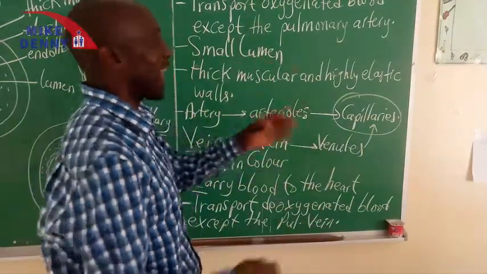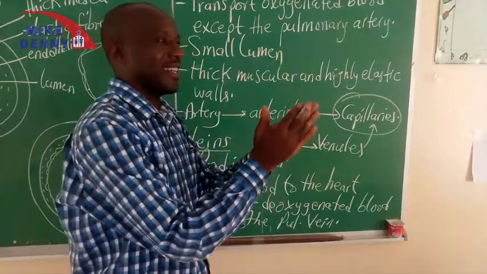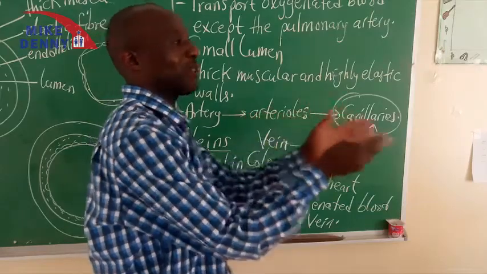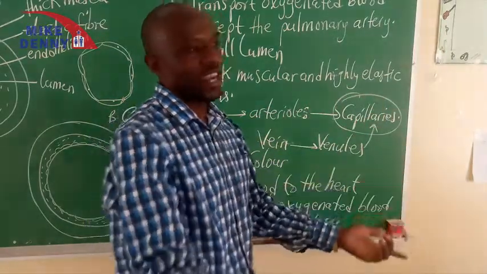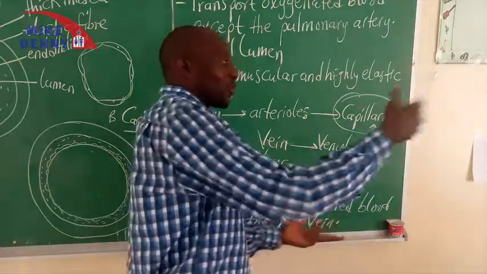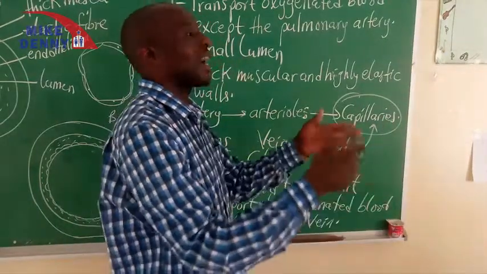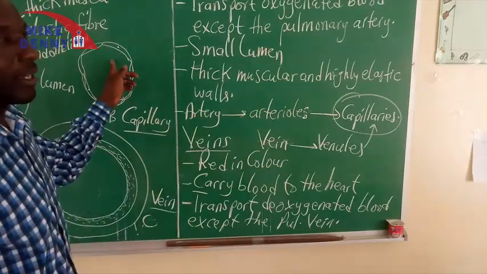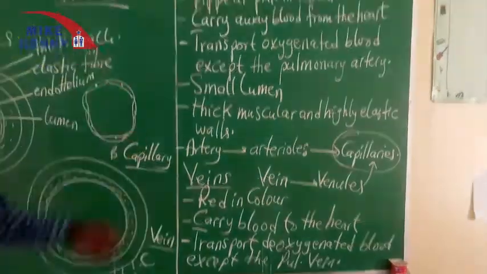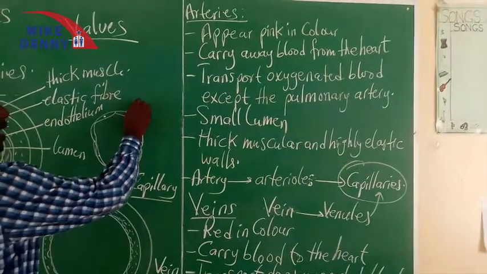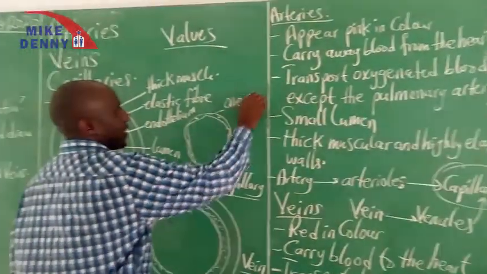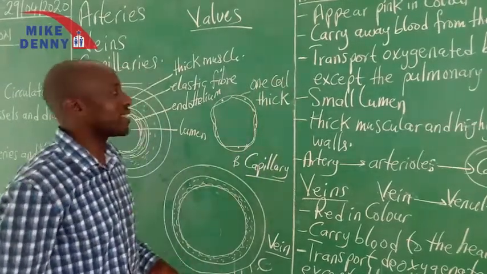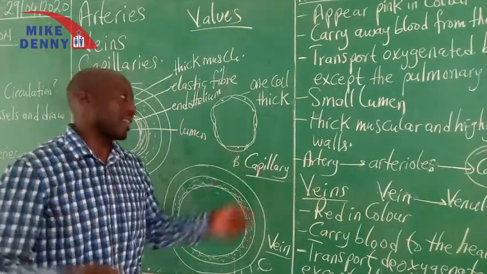So capillaries are intermediate blood vessels, which means the arteries can come with oxygenated blood supplied through the capillaries to the veins. When the veins carry blood, they will also bring it through the capillaries. And the capillary has a single cell layer. That's why we say that capillaries are one cell thick.